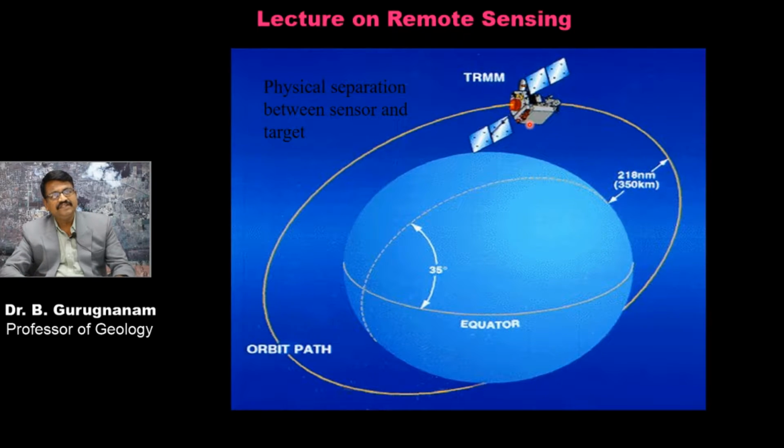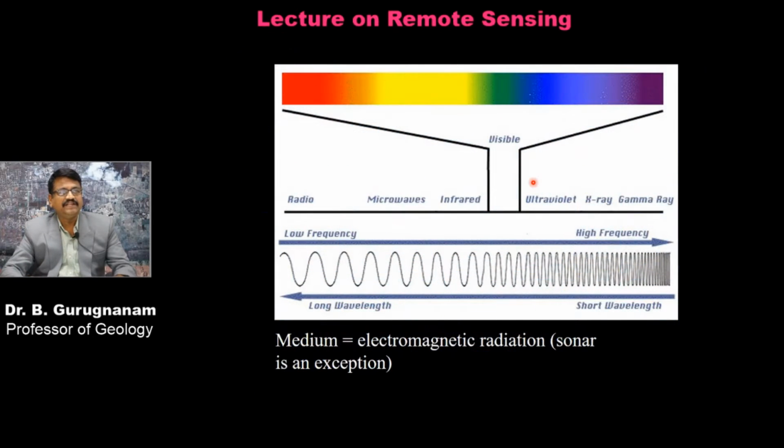So the sensor is kept here, the target is here, with no physical touch with the object, but we do a lot of interpretation. Mainly science depends on remote sensing satellite data. So this is the electromagnetic spectrum, a very simple view of the electromagnetic spectrum. Without this, this science would not exist. And again, we will see in a detailed way how different energy is there.